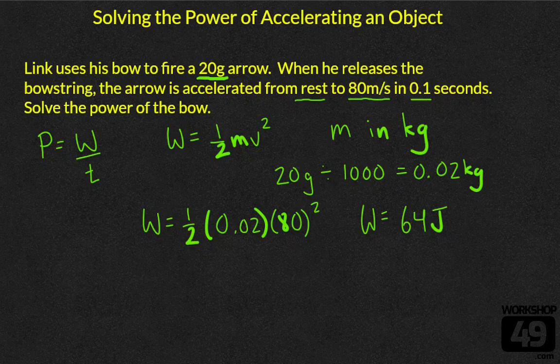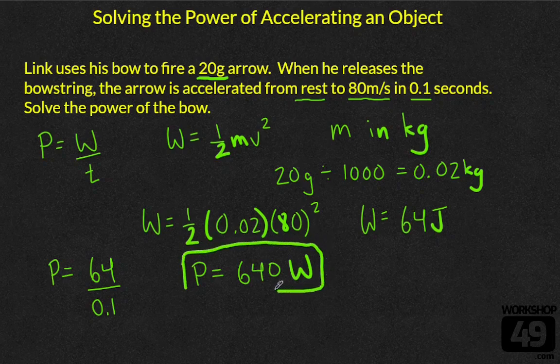The question is, how much power was required? And in order to do that, we need to take into account how quickly we did that work. Power is equal to the work that we did, 64 joules of work, divided by the time that it took to do it. In this case, that bow did all of that work in just 0.1 seconds. So because it did that work really, really fast, the power is going to equal 64 divided by 0.1, for a power of 640 watts, which is about the power to run 6 easy bake ovens.